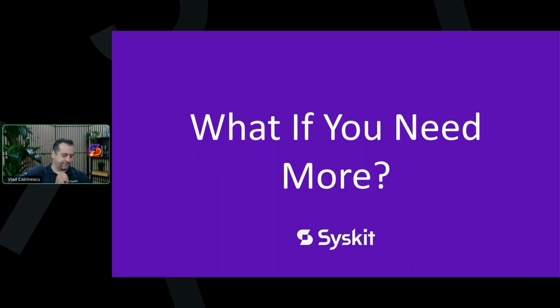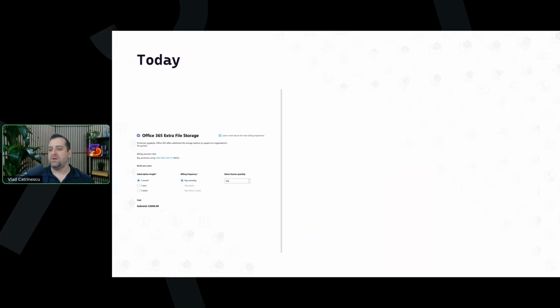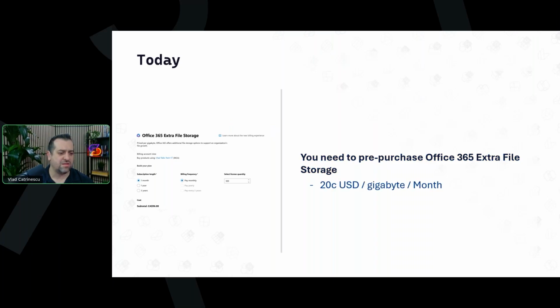But what if you need more? Because too many organizations didn't have a problem when they migrate to the cloud. Then they started hoarding storage, and now, well, they need more. So the way that it works today is you need to purchase an add-on called Office 365 Extra File Storage. And the way that it's licensed is basically 20 cents USD per gig per month. So that's how much you pay.